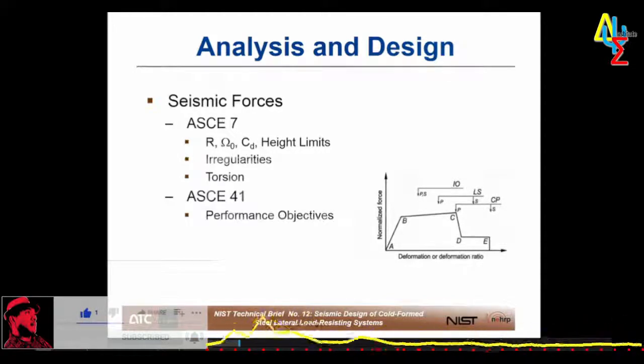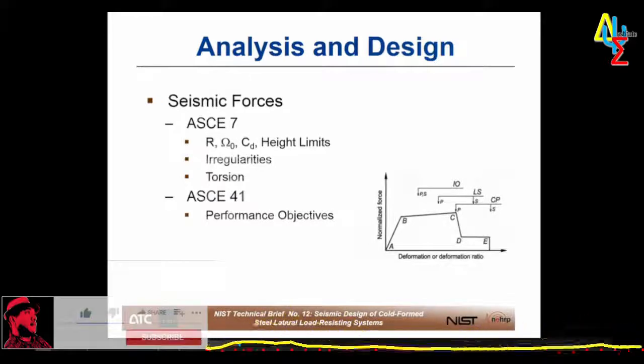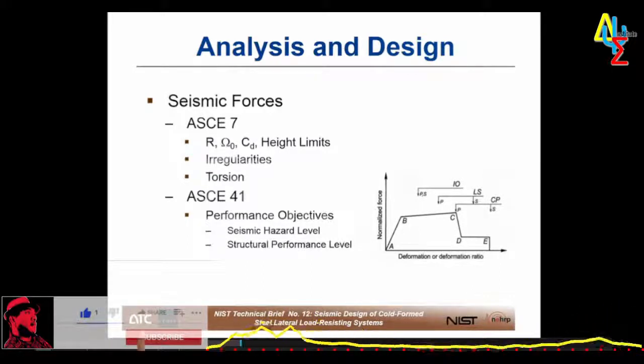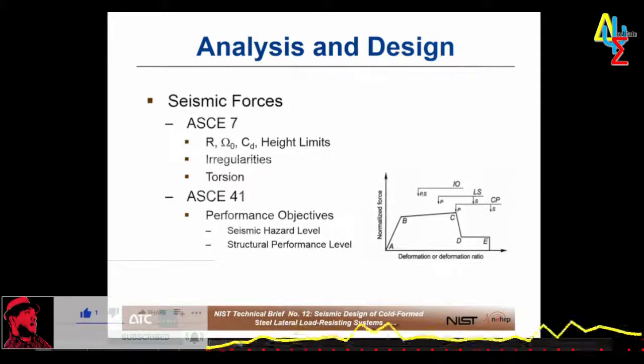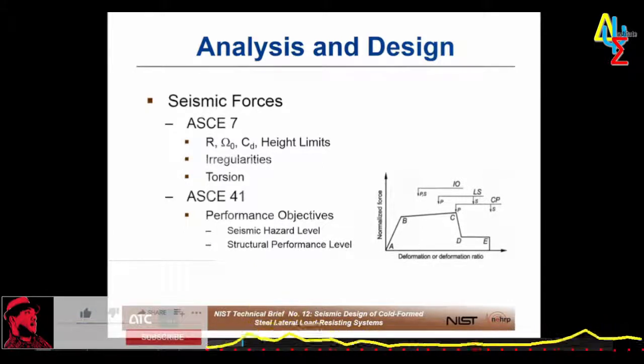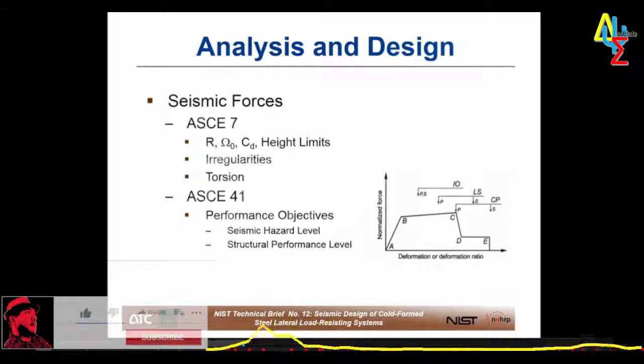With ASCE 41, seismic demands are determined based on the selected performance objectives, which include the seismic hazard level, or how much shaking you think your structure might experience, and the desired structural performance level. In other words, under that seismic shaking, how do you want your structure to come out of that? There's a variety of potential structural performance levels to choose from, everything from immediate occupancy to collapse prevention. So ASCE 41 is more performance-based design.